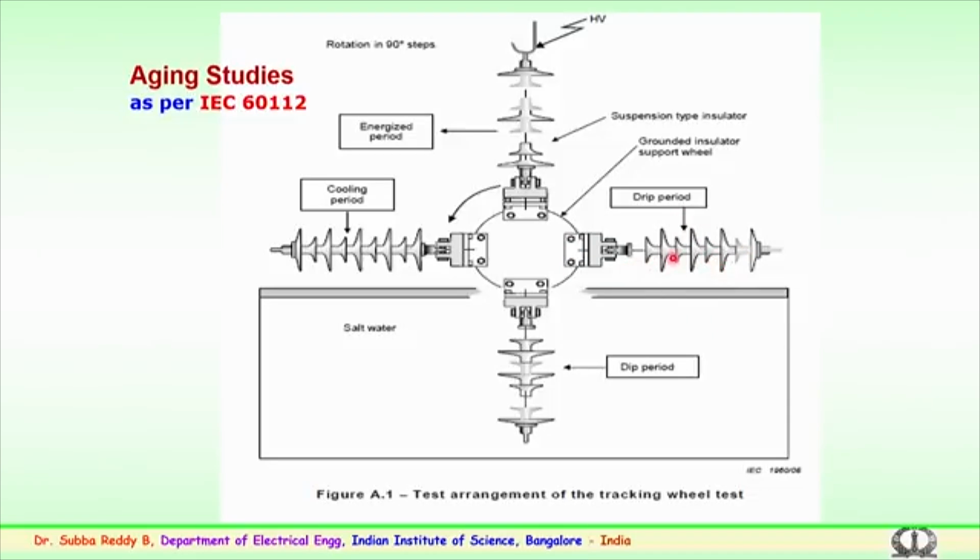This stays for some period of time, then again it goes here, comes to the vertical position and gets connected with the high voltage. After the high voltage, which is known as the energized period, it comes back to the cooling period. So, in this cycle, it will rest here for 40 seconds in the dipping period, 8 seconds is the transition, then again 40 seconds is the drip period, 8 seconds is the transition, 40 seconds is the energized period for the insulator, 8 seconds is the transition, and again 40 seconds is the cooling period. So, in total, one cycle of rotation is 192 seconds.